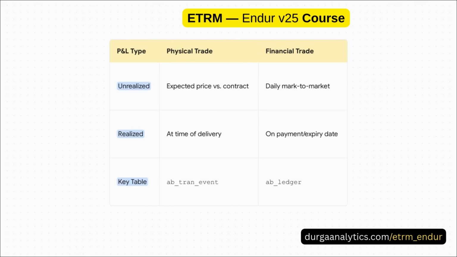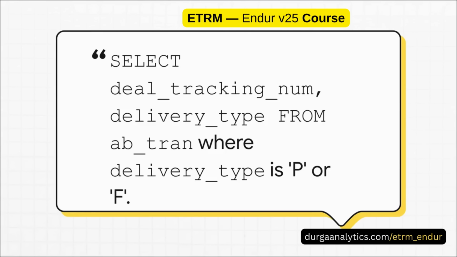And this table right here shows a really critical difference in the world of accounting. For a physical trade, you don't really know your final profit or loss until that commodity is delivered and the invoice gets paid. But for a financial trade, the P&L is calculated every single day through what's called a mark-to-market valuation. This is stored in a key table, AB ledger, and it reflects the trade's current value long before it ever actually settles.